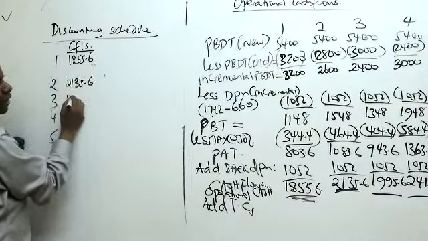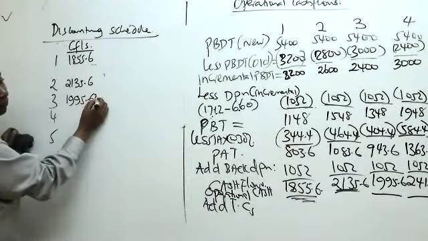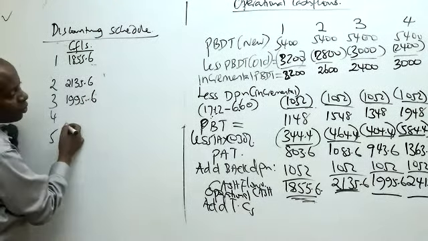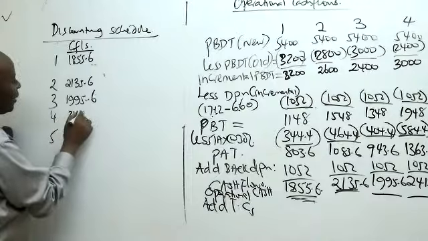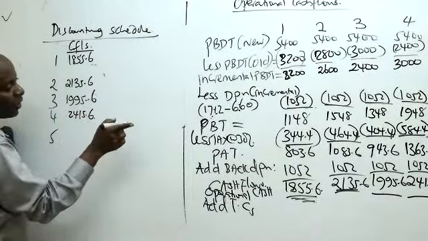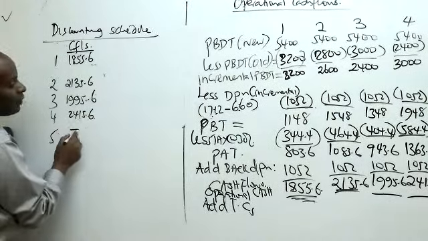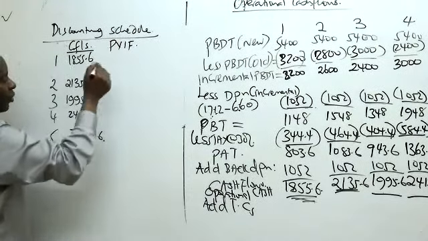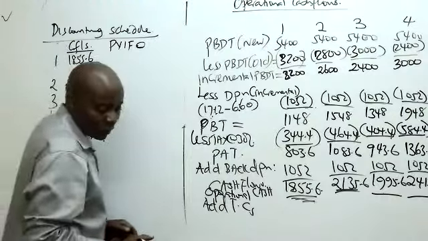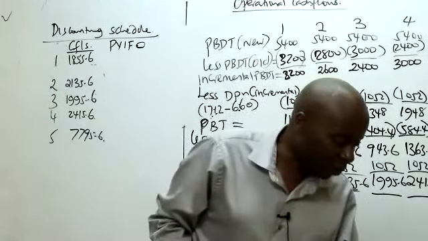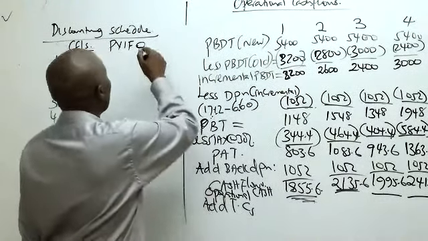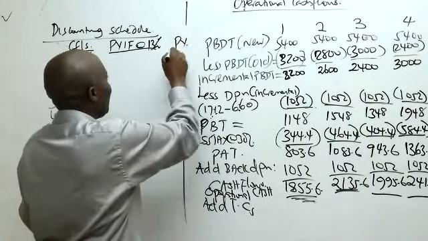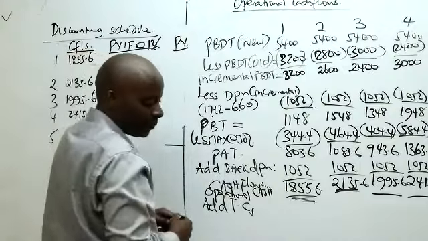Year 3, we have 1995.6. And then year 4, we have 2415.6. Year 5, you have to be careful, work with that total, 7795.6. So create a column for PV. What is the cost of capital? The cost of capital given is 13%. So please use this 13%, give me the PVs for all the years, and then give me the total present value. I'm giving you exactly 2 minutes.